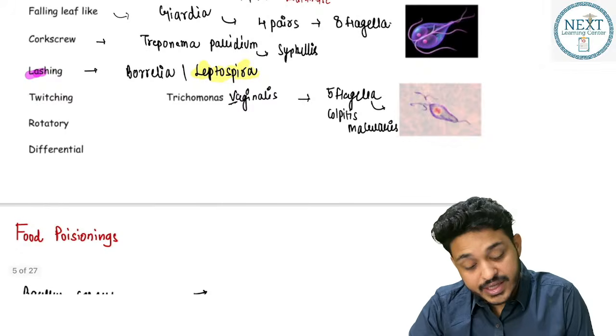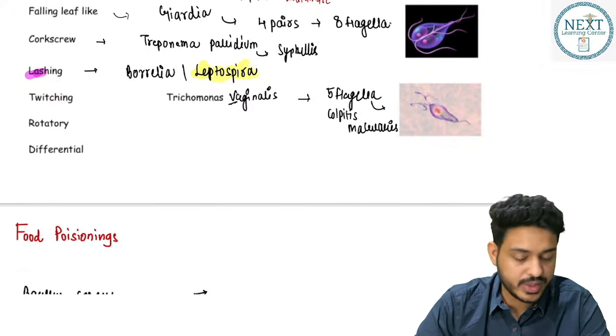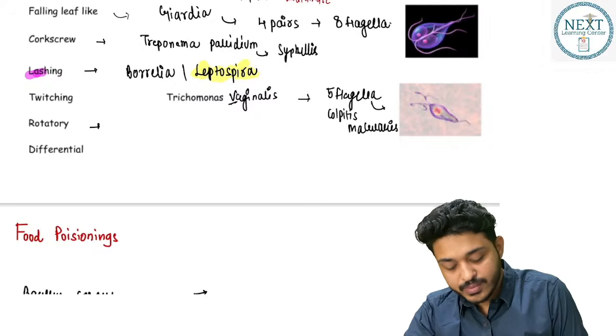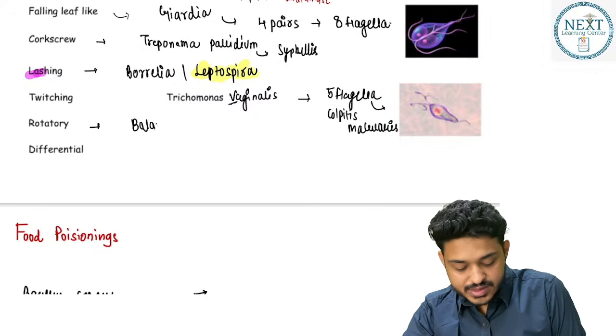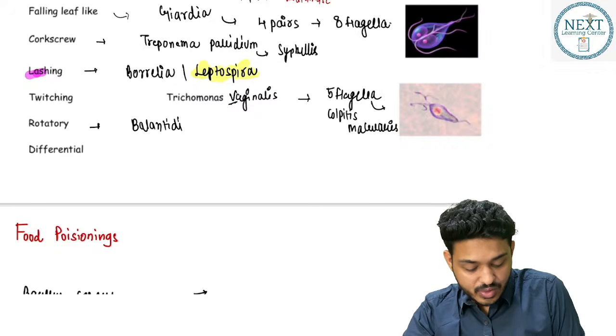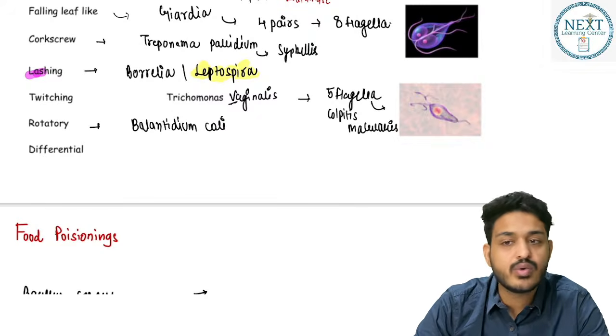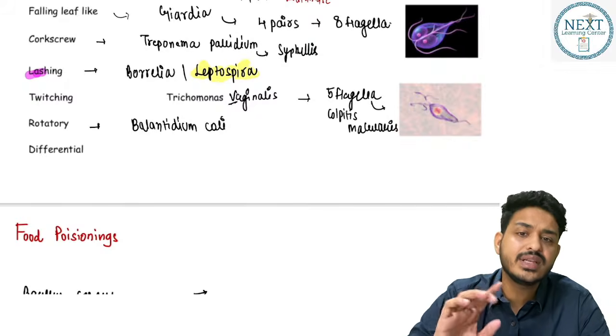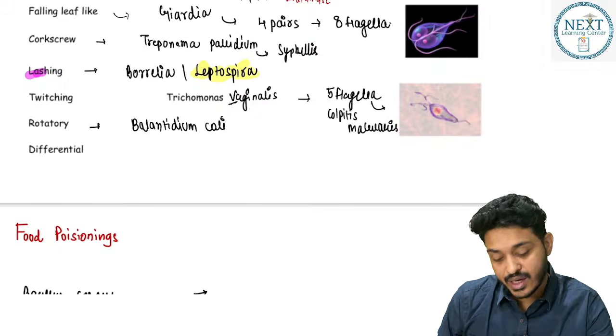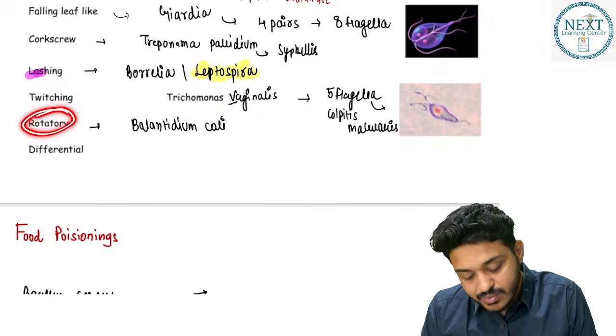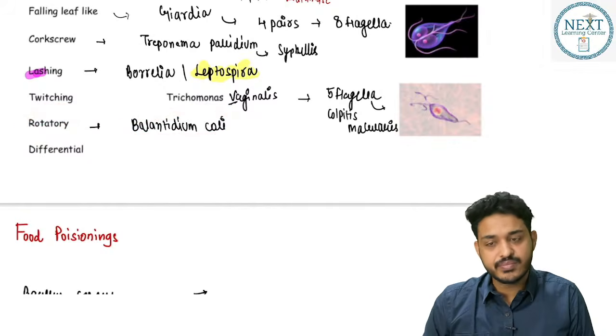Okay, how do you make roti? Roti, you can remember roti you are going to make with the help of a rolling pin (belan), right? So this is going to be your Balantidium coli. Balantidium coli is going to be there, which is going to have what? Rotatory motility. It is the only ciliate organism that you have to study, right? So this is going to be your rotatory motility seen with the Balantidium coli, right?